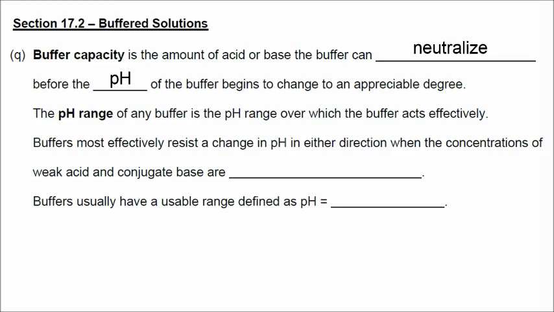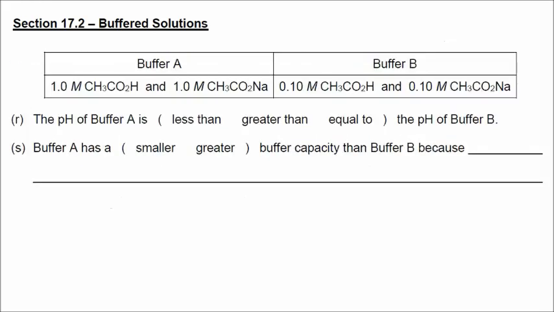Now, buffers most effectively resist a change in pH in either direction when you have about the same concentration of weak acid and conjugate base. And they have a usable range that's defined as pH equals pKa plus or minus 1. So for example, if the pKa of your weak acid is 5, then your buffer range would be between 4 and 6. Here we have two buffers, A and B.